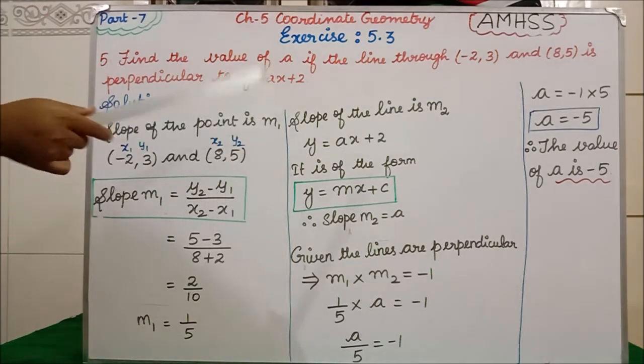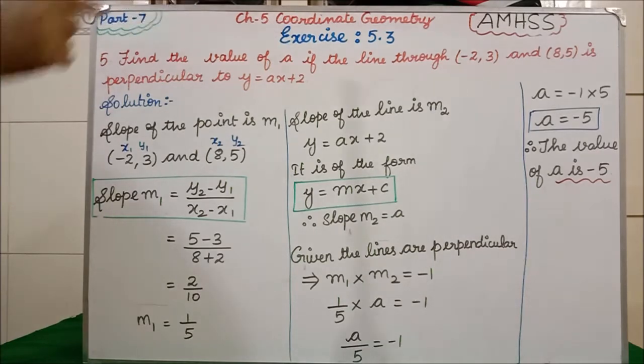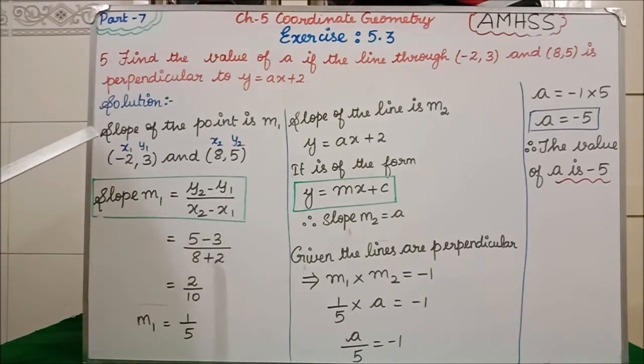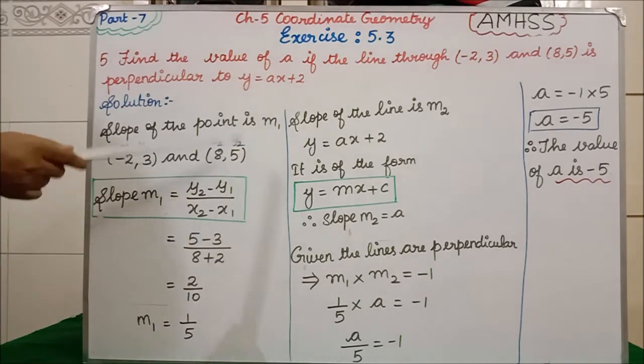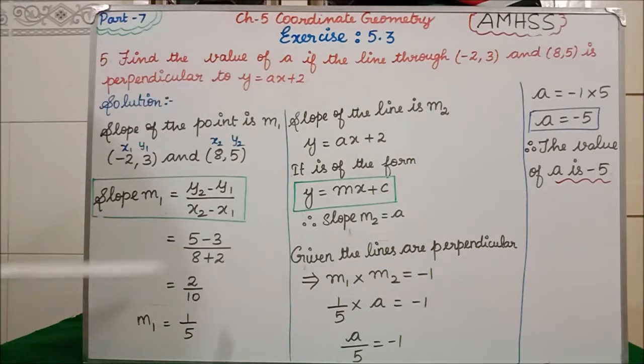Slope of the points is m1. The 2 points we are going to solve using the 2-point formula, which we learned in exercise 5.2. Isn't it? What is it? y2 minus y1 divided by x2 minus x1. You know this is x1, y1, x2, y2. You just substitute 5 minus 3 is 2, 8 plus 2 is 10. If you cancel, we are getting m1 value is 1 by 5.